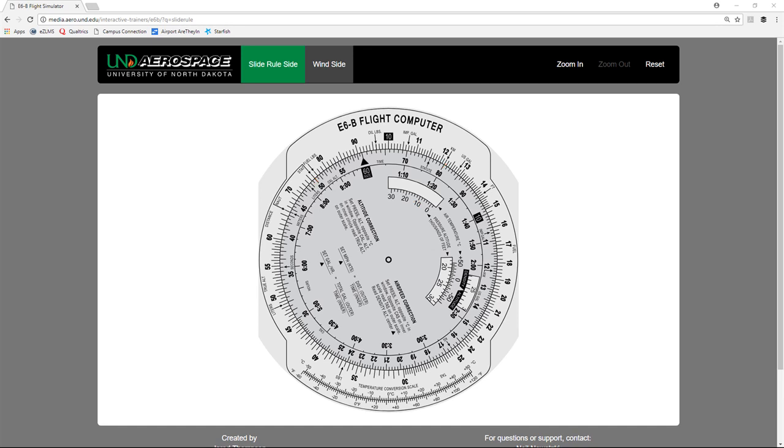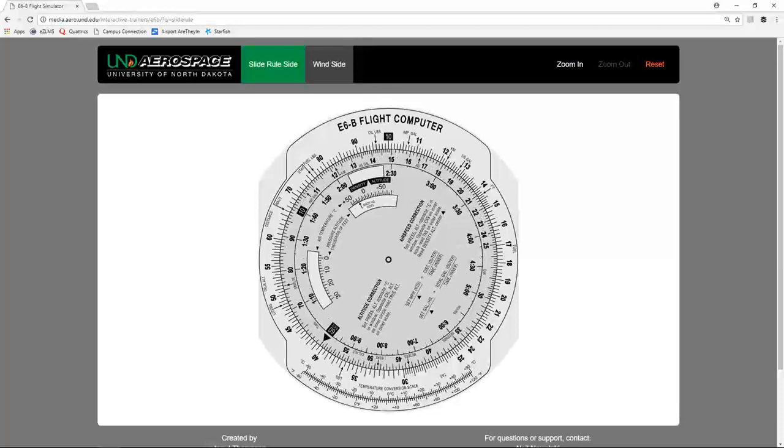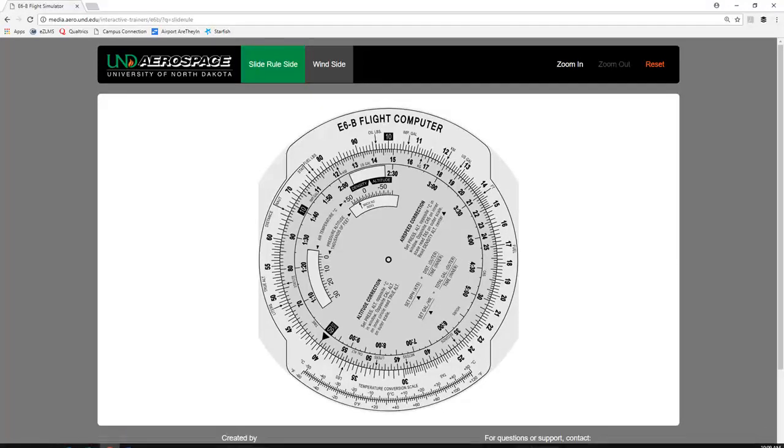In the final example here, we have 180 kilometers, and we want to know what that is in nautical miles. We could find the number 18 on the B scale and align that with the kilometers arrow on the A scale, which we have done here. Then we'd look under the nautical miles arrow, and the answer here looks to be about 97 nautical miles.